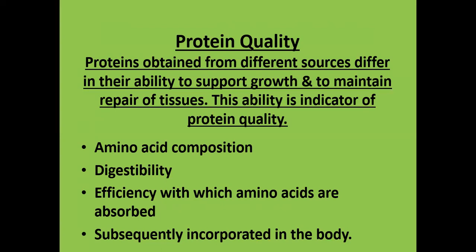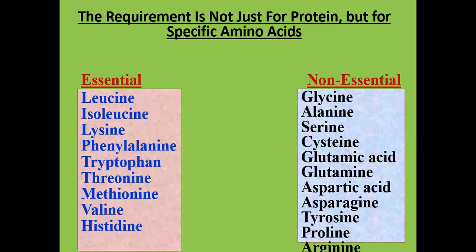So it means it depends upon the amino acid composition. Protein quality depends upon the amino acid composition, whether it contains all the essential amino acids or not. These 9 are the essential amino acids: leucine, isoleucine, lysine, phenylalanine, tryptophan, threonine, methionine, valine, histidine. Essential amino acids are defined as those amino acids which are not synthesized in the body and are taken in the diet.